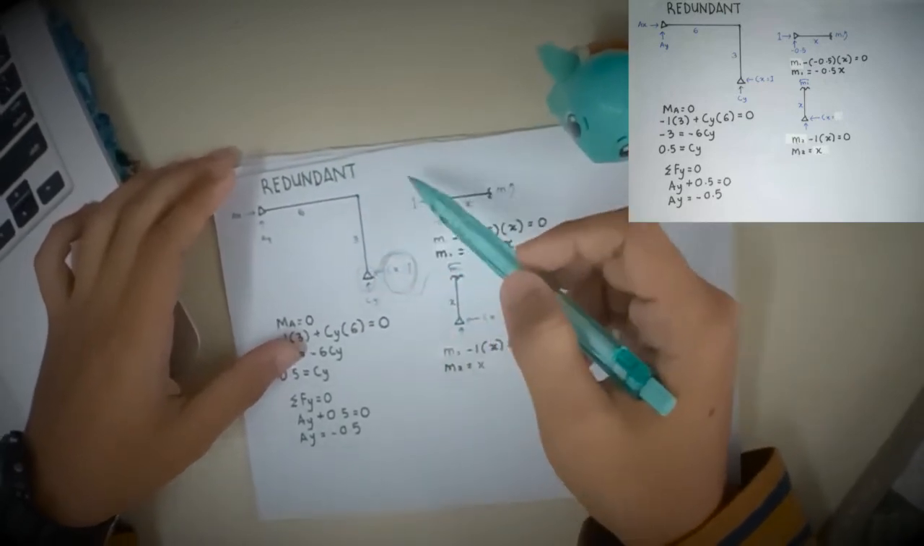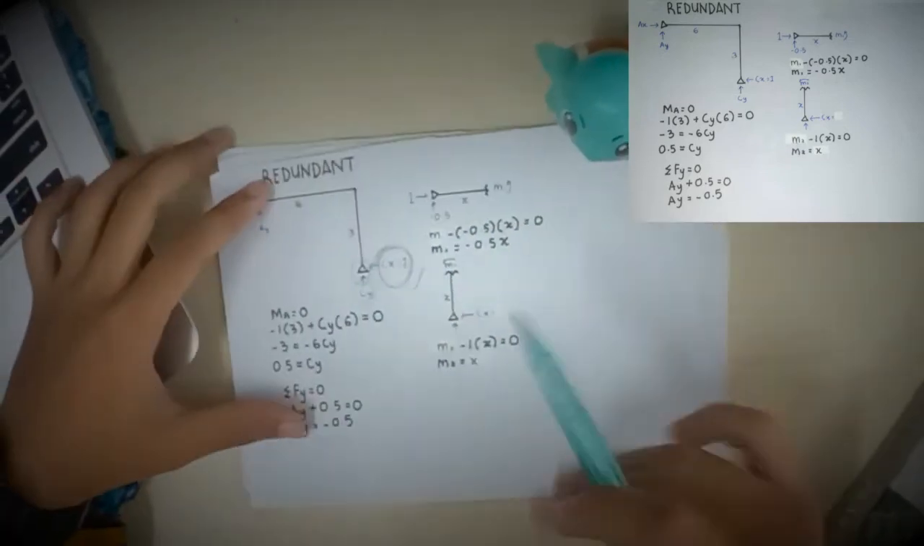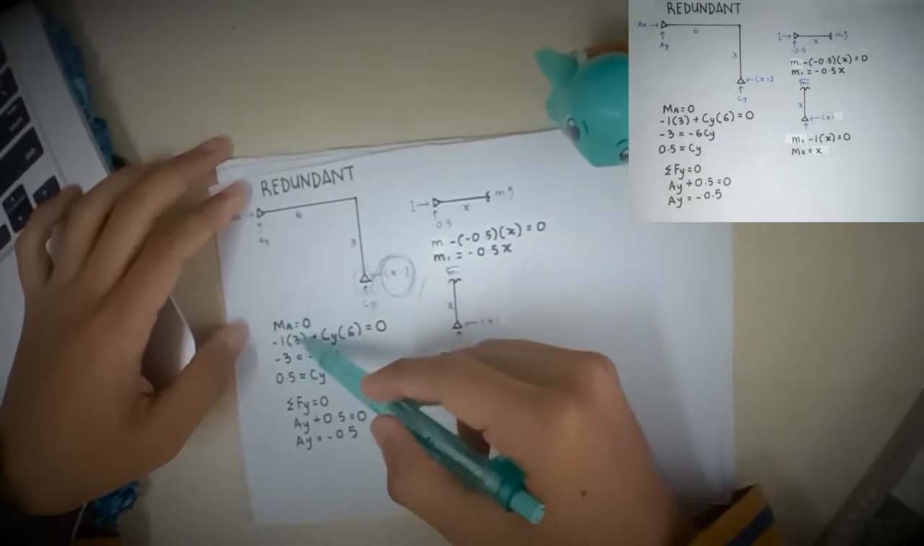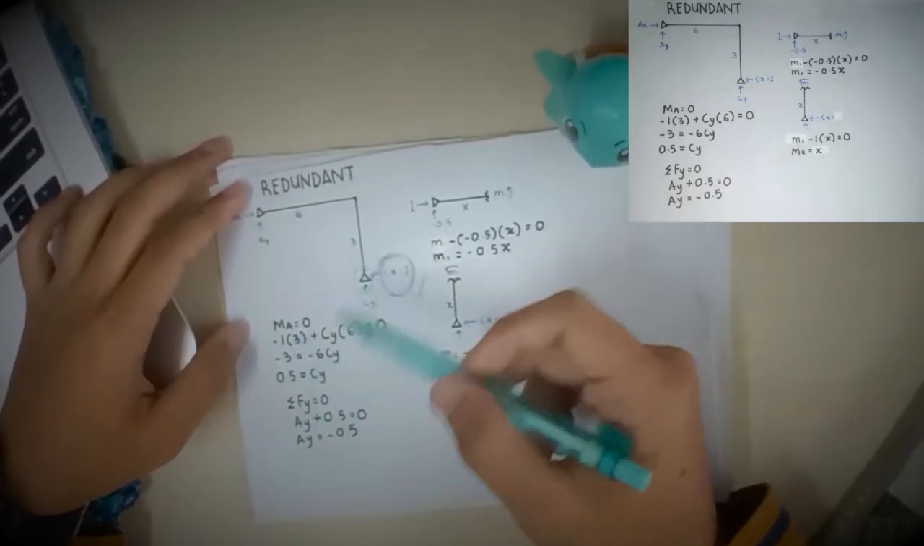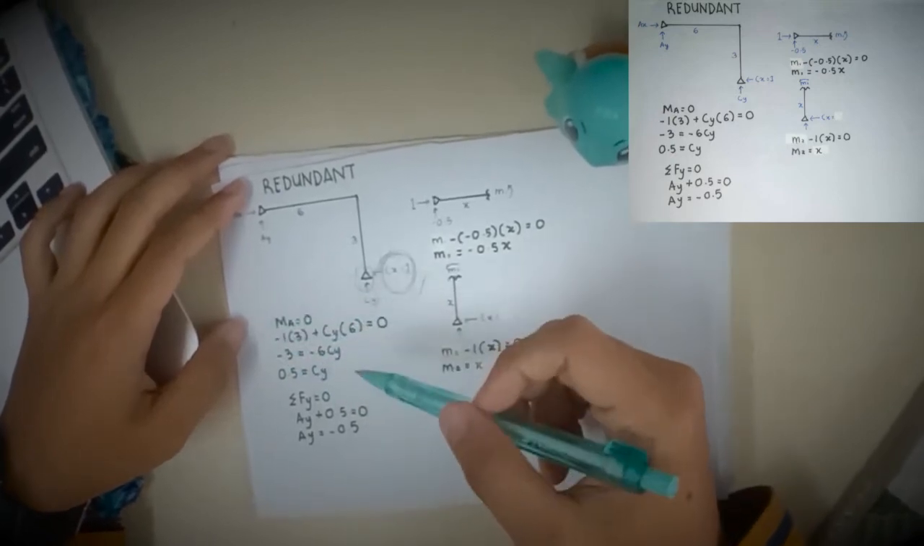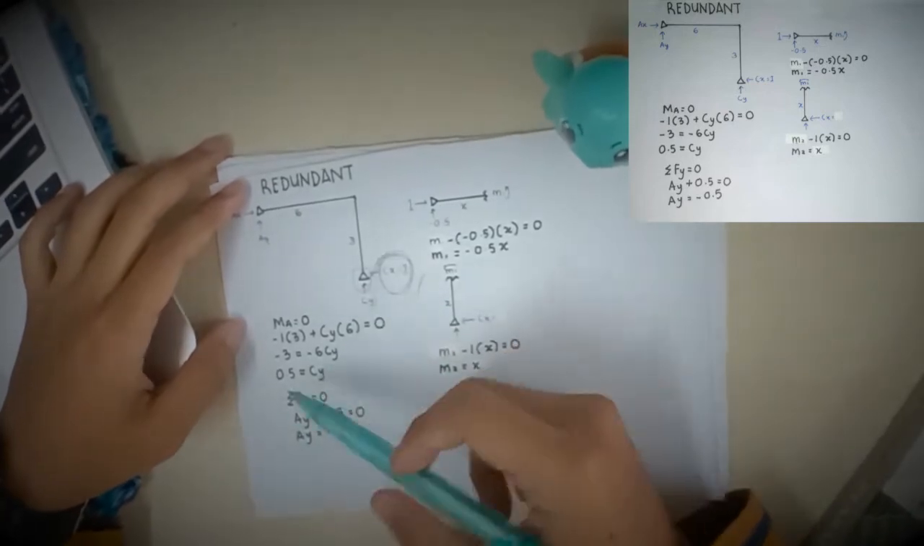Okay. Here, when we use moment at A, we got Cy as 0.5 kN, and when we use sum of Fy equal to 0, we got Ay is equal to negative 0.5 here.